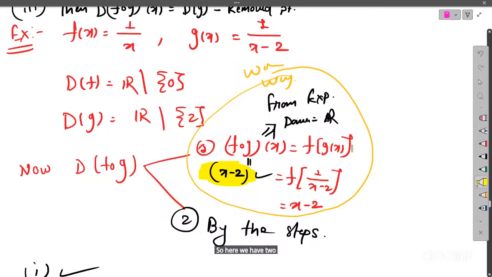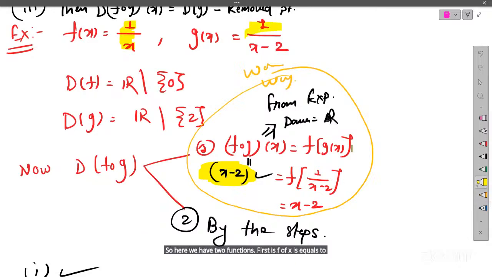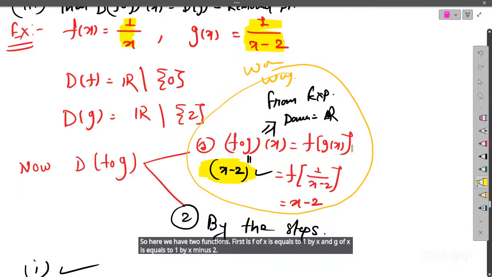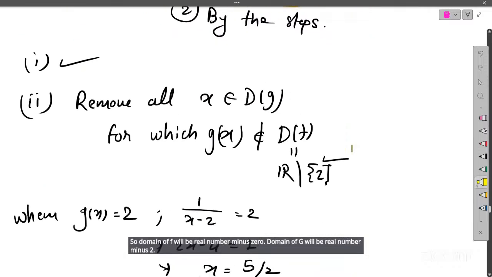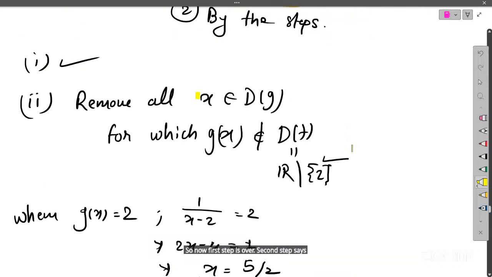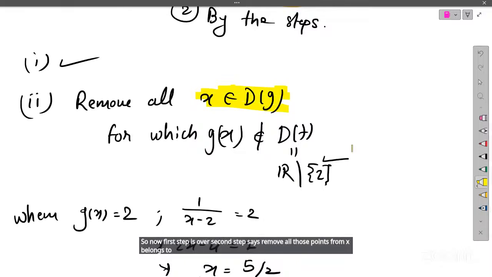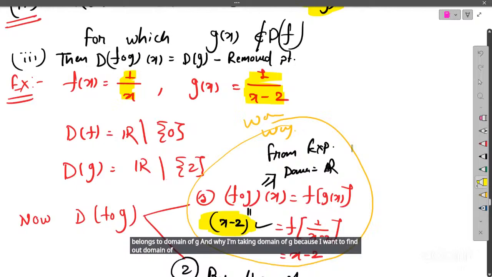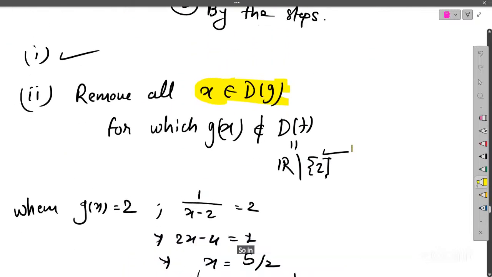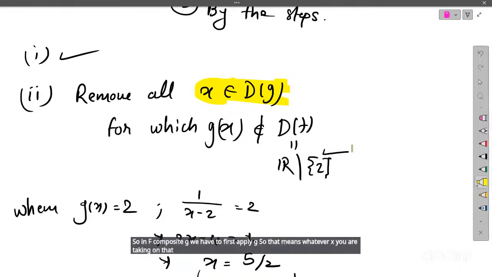So here we have two functions. First is f of x equals 1 by x, and g of x equals 1 by x minus 2. So the domain of f will be real numbers minus 0, and the domain of g will be real numbers minus 2. So now the first step is over. The second step says remove all those points from x belonging to the domain of g. Why am I taking the domain of g? Because I want to find the domain of f composite g. In f composite g, we first have to apply g. So whatever x you are taking, g should be well defined on that x. So g of x should be well defined in the first place.